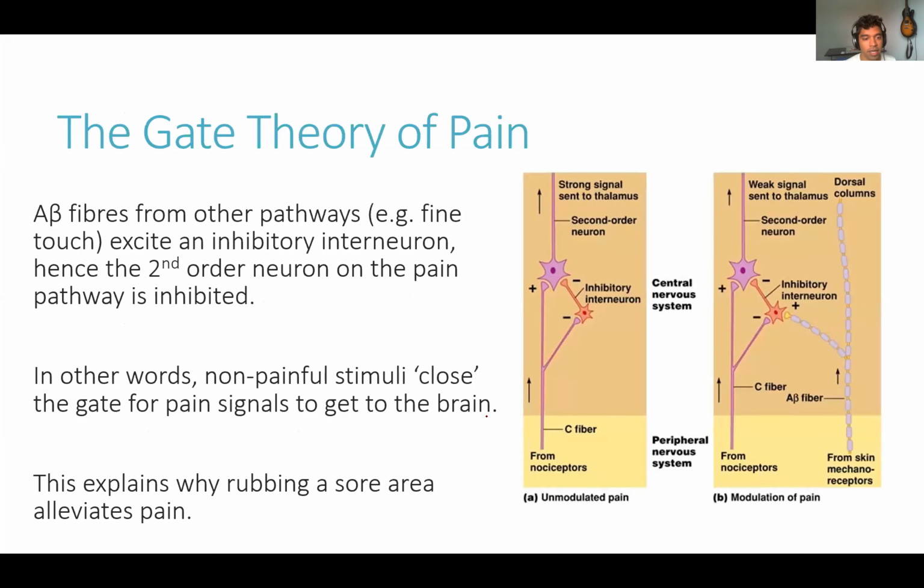The gate theory of pain, this is when, say you scratched your arm on a twig or something. If you rub that part of your arm, you get lots of touch sensation going up to your brain. So that touch pathway, the mechanoreceptors, will inhibit the pain pathway. So the signal actually gets a bit weaker, because we want to focus on the touch rather than the pain.